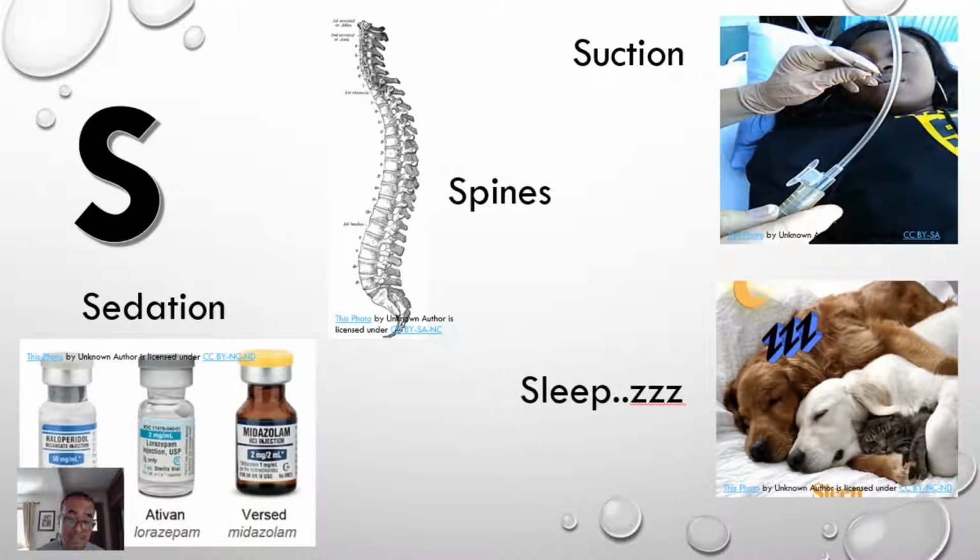Next letter is going to be S. Now, S stands for a few things that you're going to reassess and keep in the back of your head. You're going to think about sedation. Does a patient still need sedation? Does a patient need frequent suction? Because that could be one of the things that keeps them in the ICU.